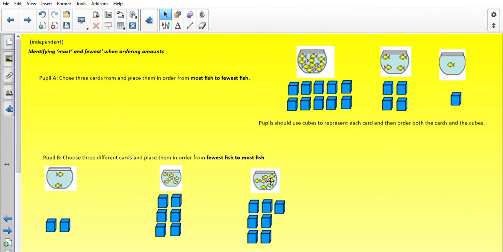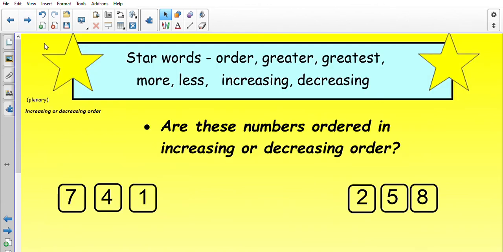So when you get your cards, maybe you'd like to have a game with somebody at home to see if you can order your 3 cards first from most to fewest, and then maybe from fewest to most. Well done. And maybe even use some cubes, or if you're really lucky, some biscuits to show a representation of the numbers. Good job.